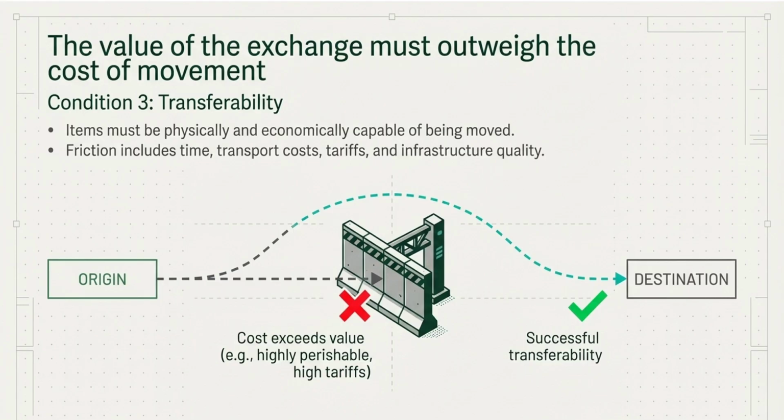Then the third one is transferability. How transferable is what you want? The value of the exchange must outweigh the cost of the movement. Let's say this is Lagos and this is Akure. You want to get something worth 100,000, but in the process of transferring, you will need 150,000. The product itself is 100,000.